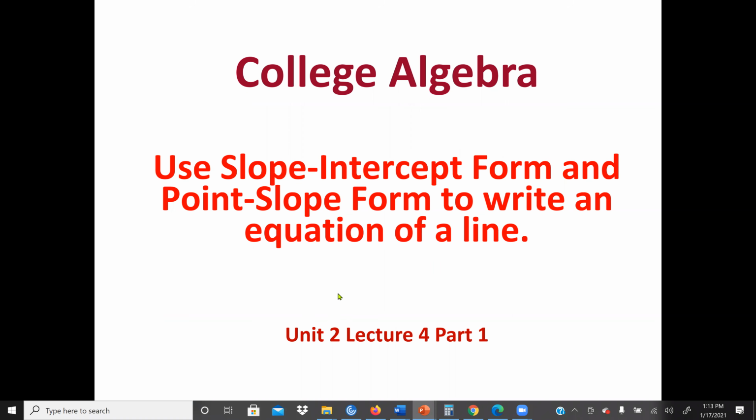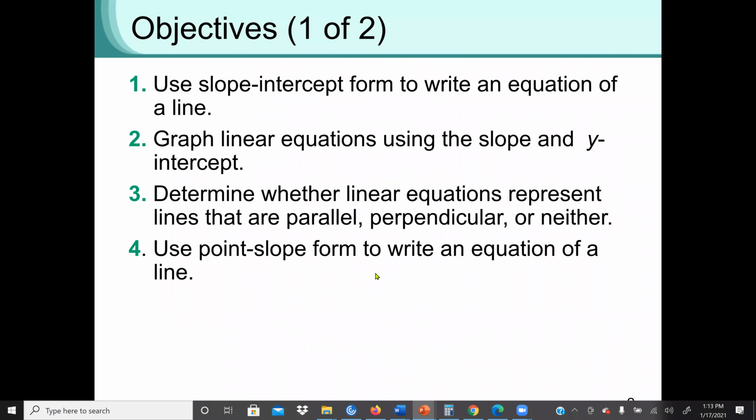In these lectures, we're going to study the concept of slope-intercept form and also point-slope form to write an equation. So our main objective, again, is to use the slope-intercept form to write an equation of a line and also graph a linear equation using the slope and y-intercept.